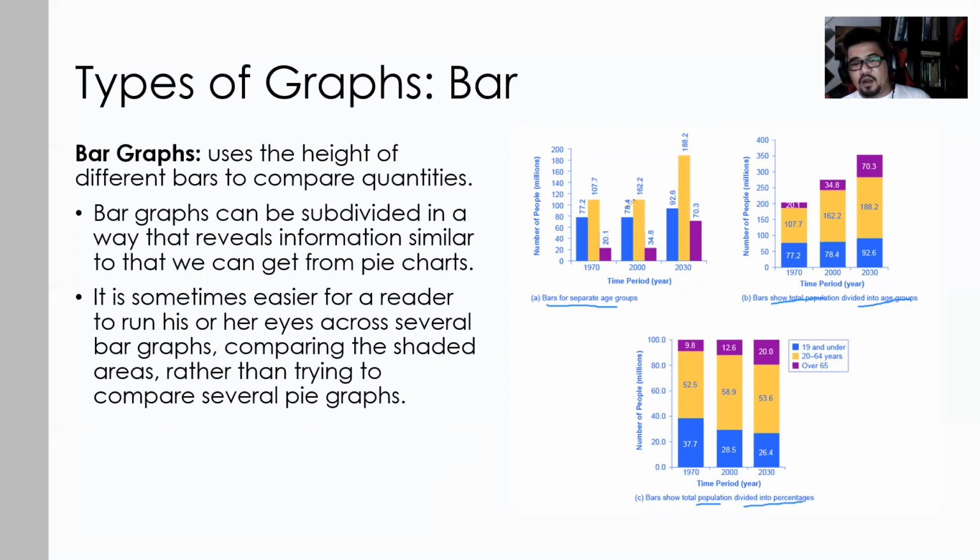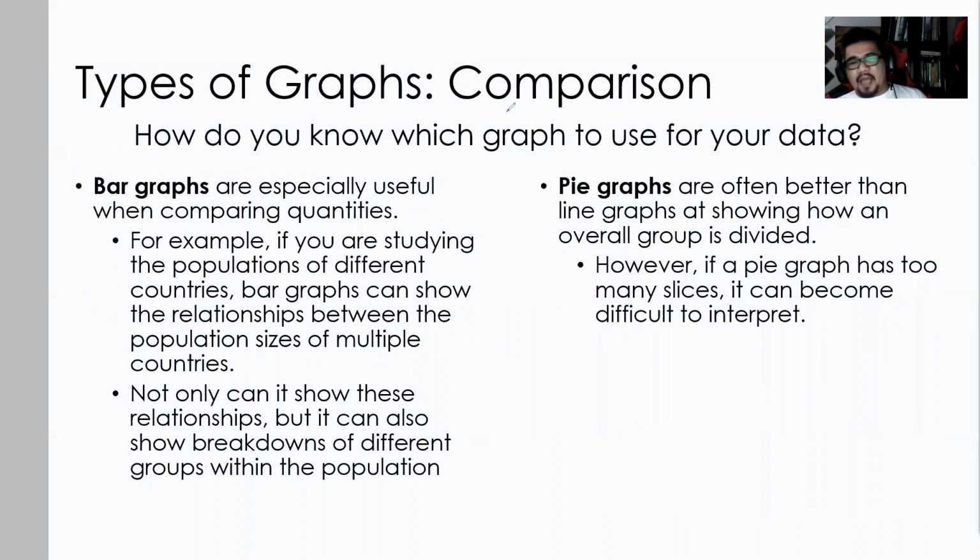Here, the bar graph shows total population divided by the groups. If you notice here, there are differences in height. This time, it's the same height. However, the shaded area may be different. So a bar graph can also be subdivided in a similar way that reveals more information than we can get from, let's say, a pie or a line graph. Again, these are basic things that we already know. However, we use this as a model to represent our data. Again, this is economics. Anyway, moving forward with types of graphs and comparison.